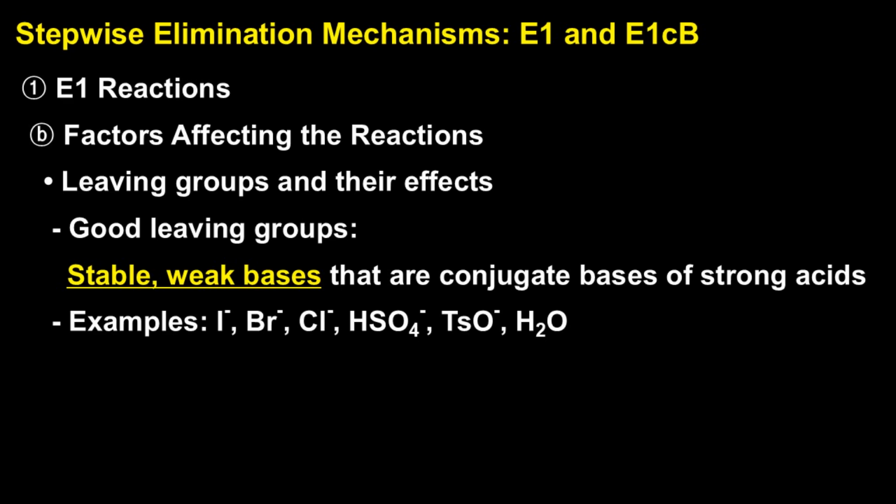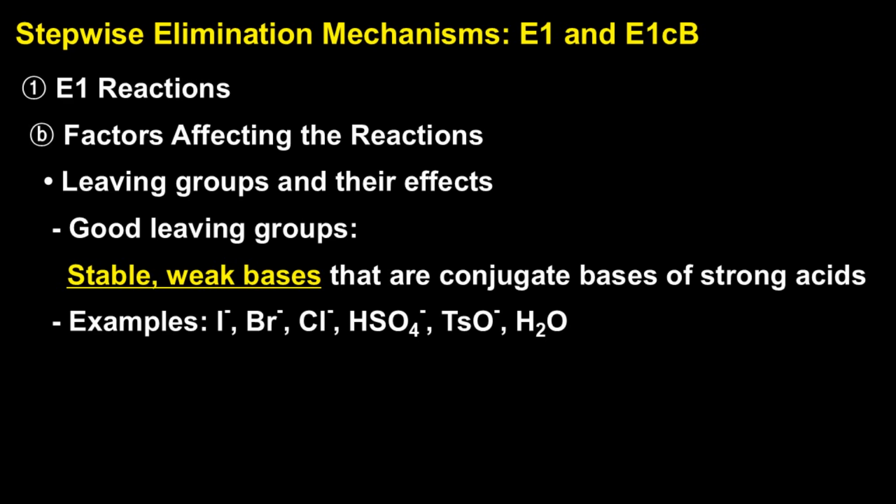A good leaving group is important in E1 because it helps with the very first step, forming the carbocation. That lowers the activation energy and makes the reaction proceed more easily. But here's something that often causes confusion. Having a good leaving group doesn't mean the carbocation is more stable.